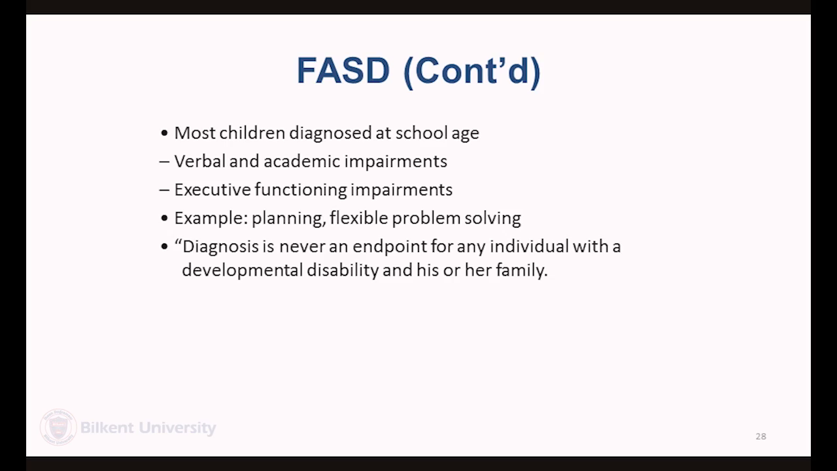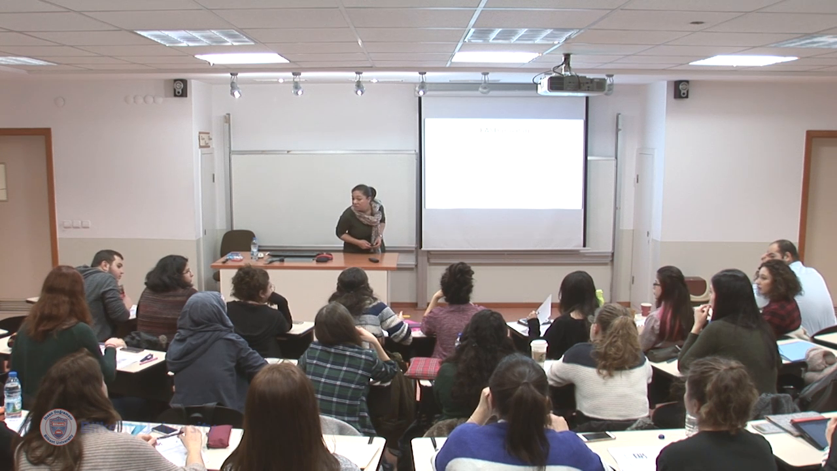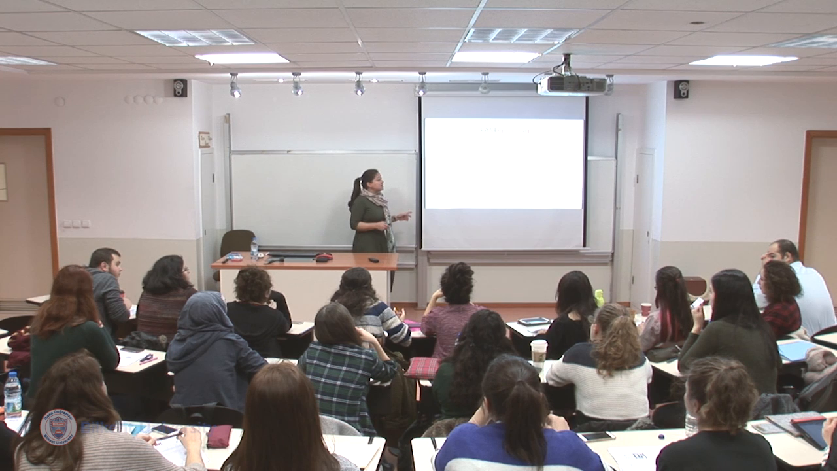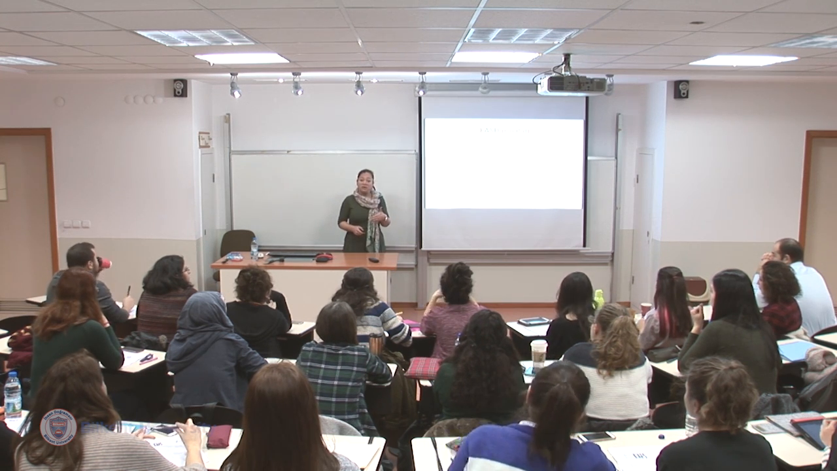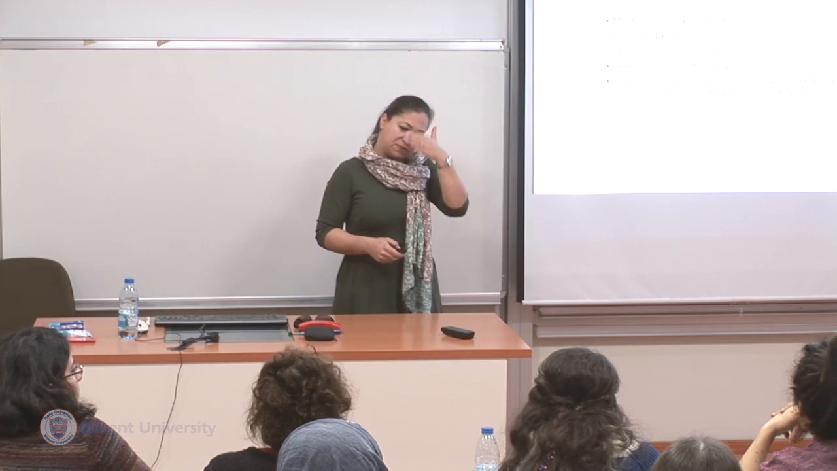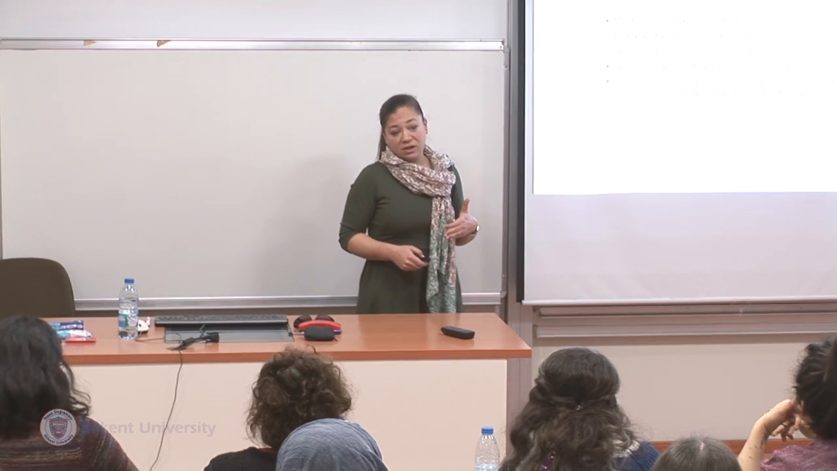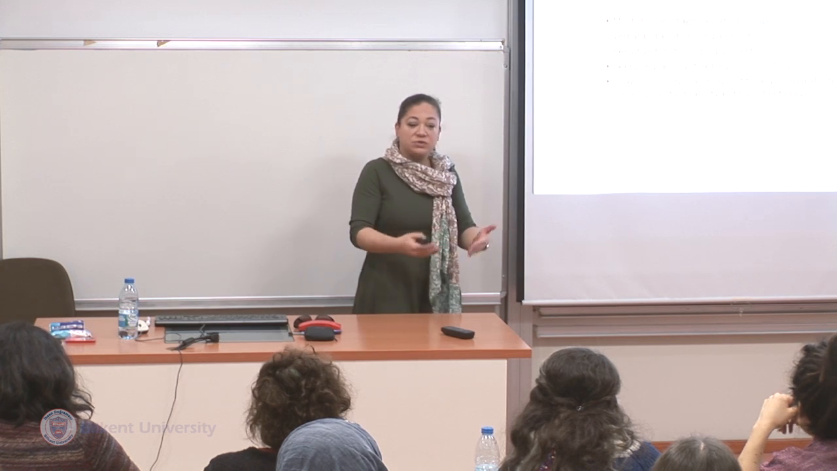Diagnosis is never an endpoint for any individual with a developmental disability and his or her family. If a child is diagnosed with FASD, there are intervention programs that can help these children. Yes? Does FASD have any physical characteristics? Yes, they do also have. But the thing is, there are different types of FASD, and not all of them are perceptually visible. So the visible characteristics might fool. Also, you could get someone who's healthy, who is not diagnosed with FASD, but has some of these characteristics, if not all.